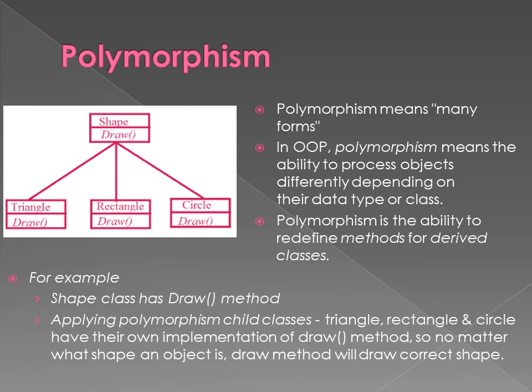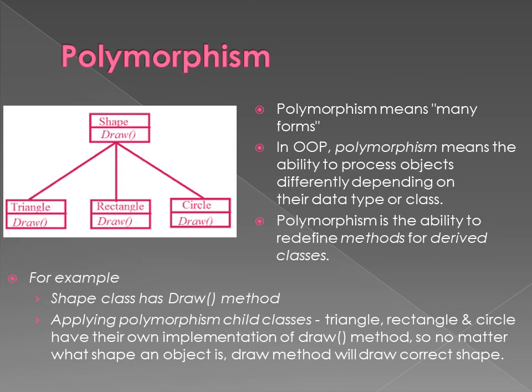Say a man is a father when he is with his children. He is a husband when he is with his wife. And he is an employee when he is at work. So the person is the same but possesses different behavior in different situations. This is called polymorphism. Now, as shown in the figure, a shape class has three child classes: rectangle, triangle, and circle.